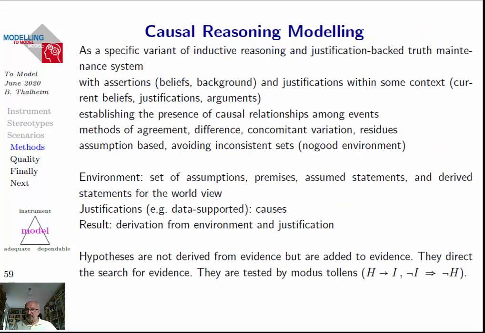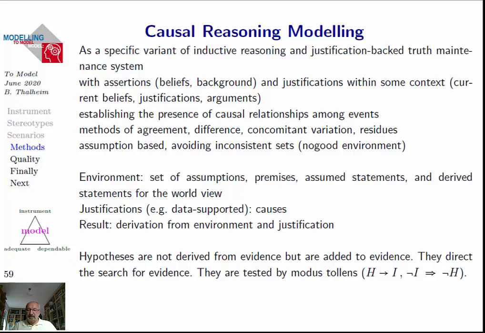Another way of reasoning method is causal reasoning. In this case, you apply a specific variant of inductive reasoning. You can also use justification-backed truth maintenance systems with a number of assertions and justifications. In this case, you can try to reflect causal relationships among the events. You have methods for agreement, difference, concomitant variation, and residues.